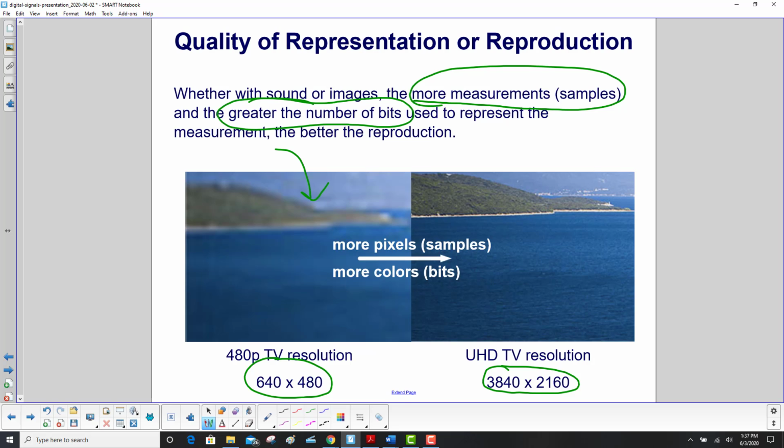So clearly, this has a lot more pixels. And it looks a lot better. It represents more of what reality looks like.